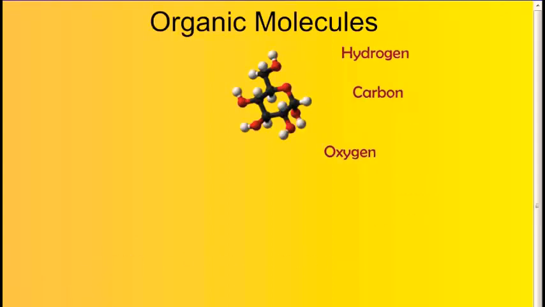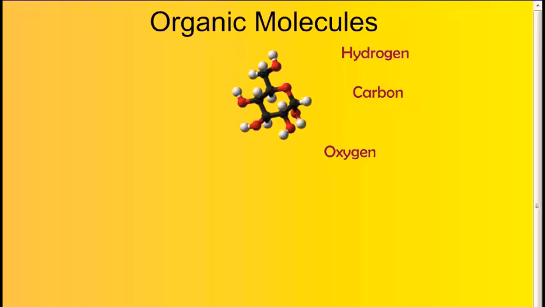And in this diagram, the hydrogen atoms are in white, the carbon atoms are the black ones here, and the oxygen atoms are the red ones right here. And so you'll see there's several oxygen atoms, several carbon atoms, and several oxygen atoms. Okay, but it's these elements that build this molecule.